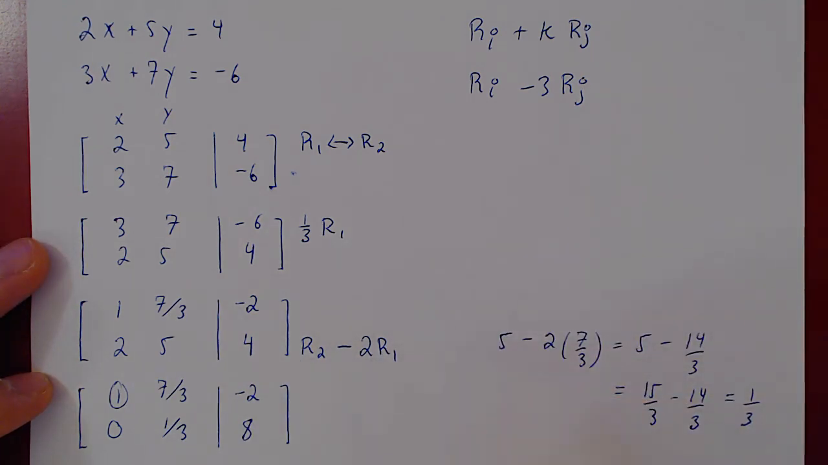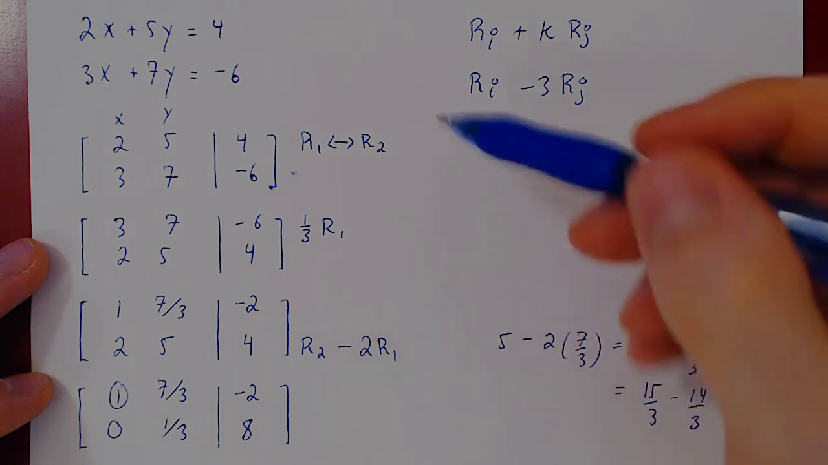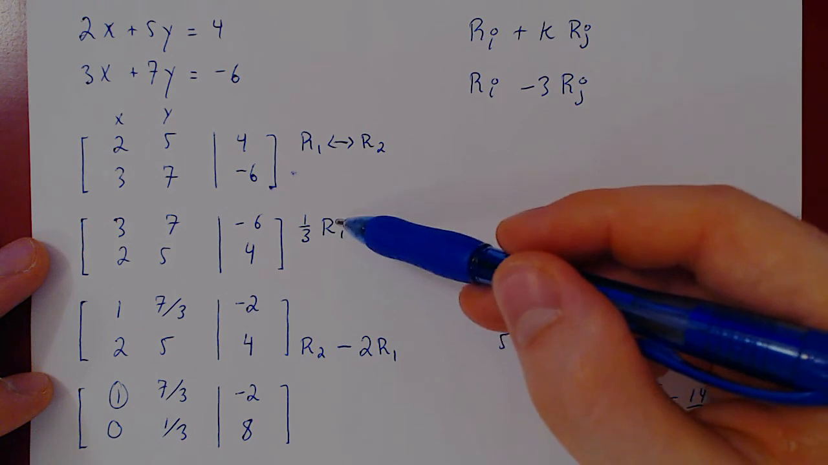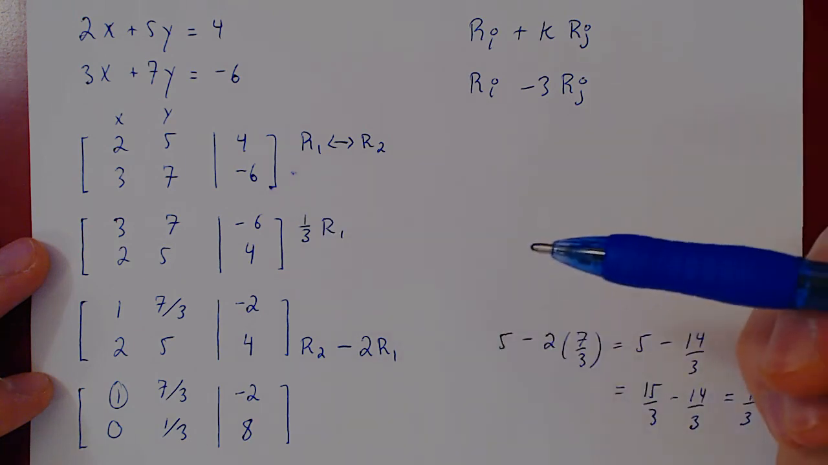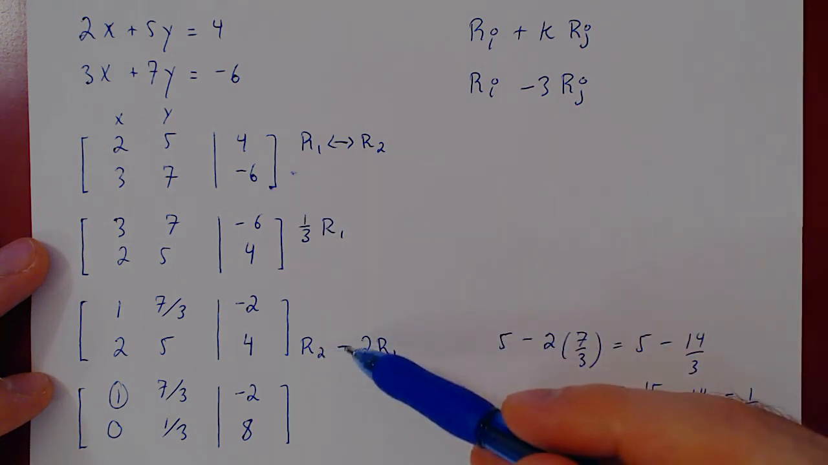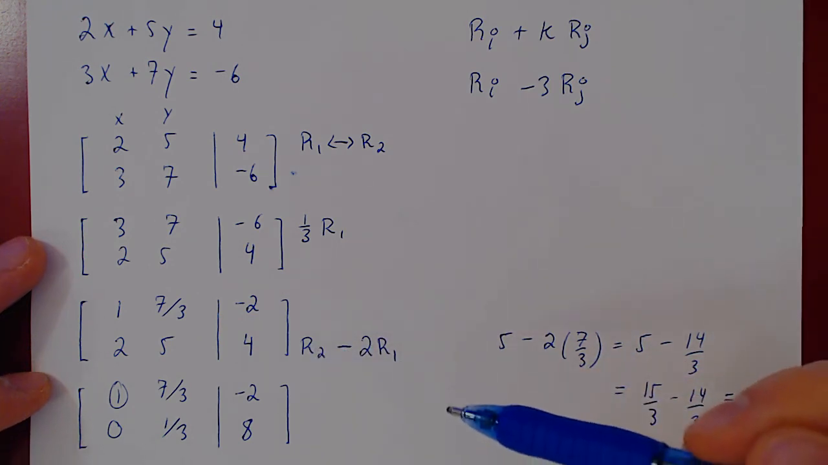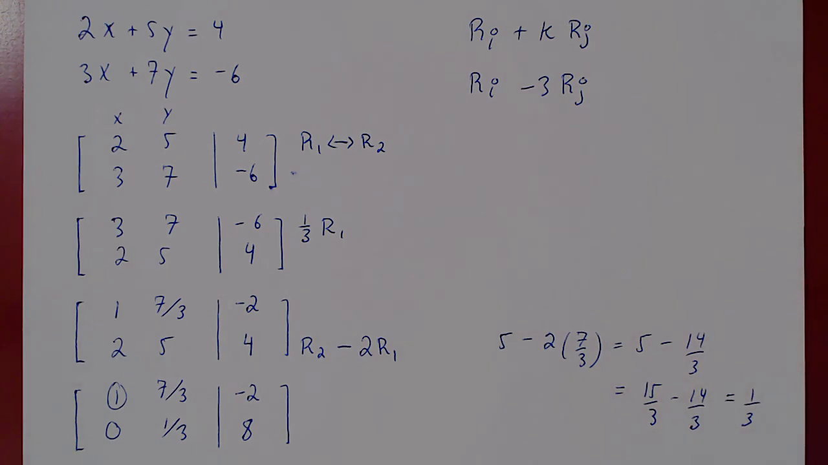And now we've applied a third type of row operation. So first type, swapping of two rows. Second type, multiplying a row by a non-zero real number. Third type, adding or subtracting a multiple of a row to a different row. And that's it. So those are the three types of row operations.